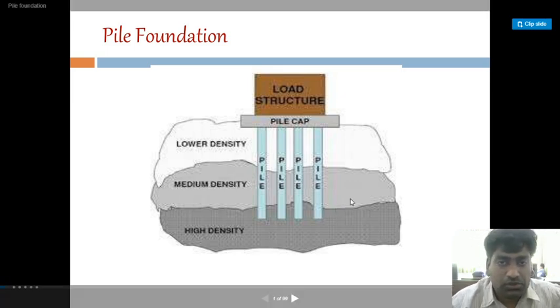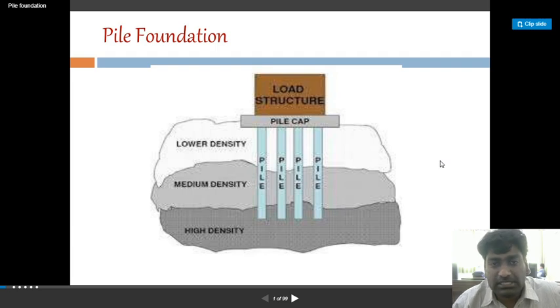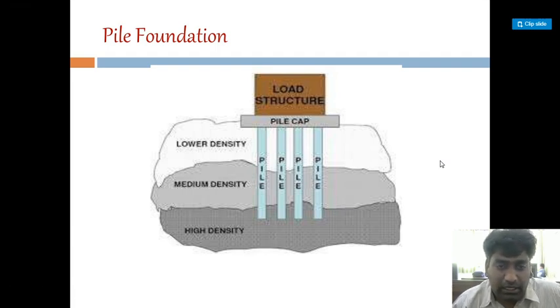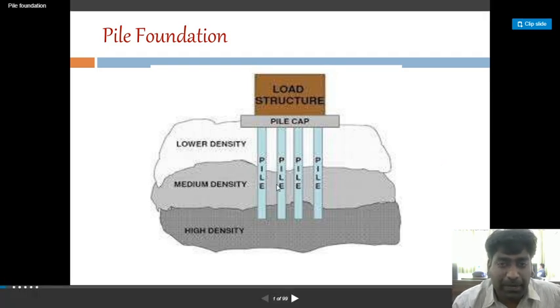In this figure you can see that soil of lower density is underlain by medium density soil and later by high density soil. This is the way of providing piles in a group. After that we provide a pile cap, and the load of the structure is provided over it.